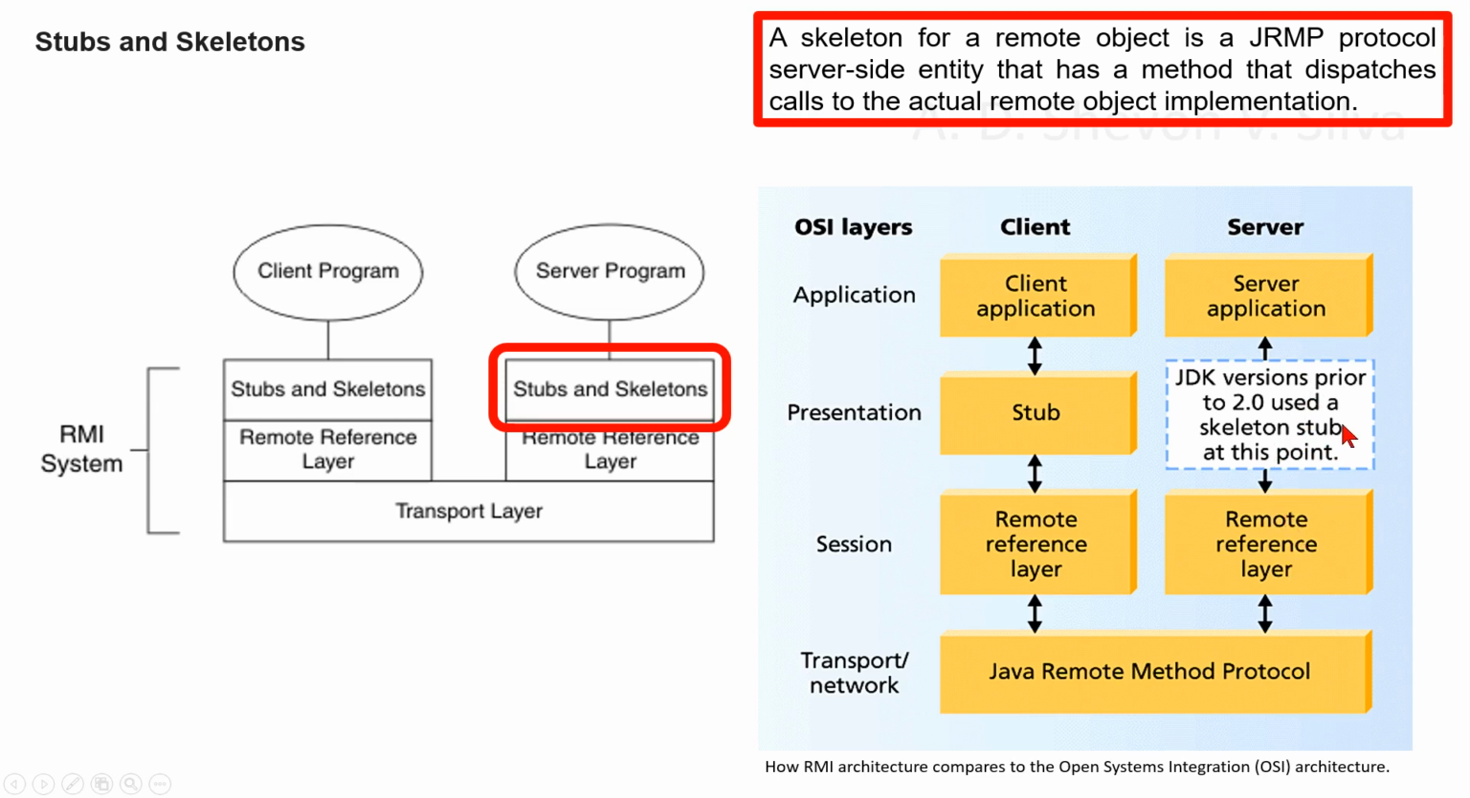Here you can see the OS layers. In the application layer you can see a client application and a server application. In the presentation layer you can see the stub and skeleton. In the session layer you can see the remote reference layer. In the transport network layer you can see the Java Remote Method Protocol.